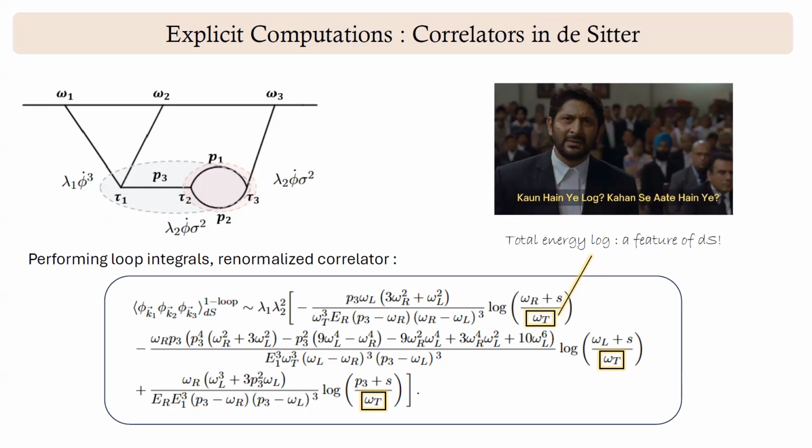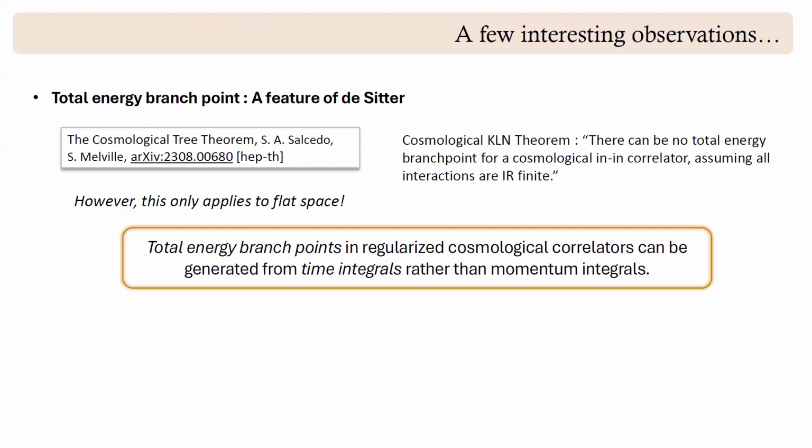It's interesting to mention, I will skip these two slides. It's interesting to mention this because of, in the context of a theorem that goes by the name of the cosmological correlator theorem, that tells you that there cannot be a total energy pole for a cosmological linear correlator for massless scalars. However, we showed that this is actually only true in flat space. It's not true in de Sitter because one of the assumptions of this theorem is that from time integrals you will only produce poles, not branch cuts. However, in de Sitter, from time integrals you can produce total energy branch cuts.